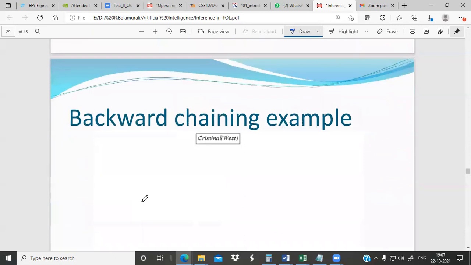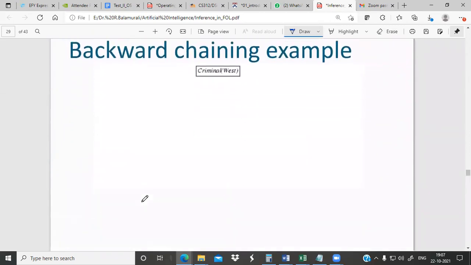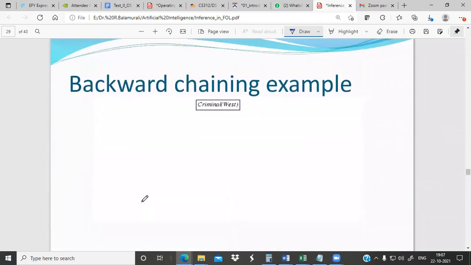Fine. Next, let us discuss backward chaining. For forward chaining, we start with the atomic sentences, but for backward chaining, we start with the conclusion and work backward from it. So that is called backward chaining.